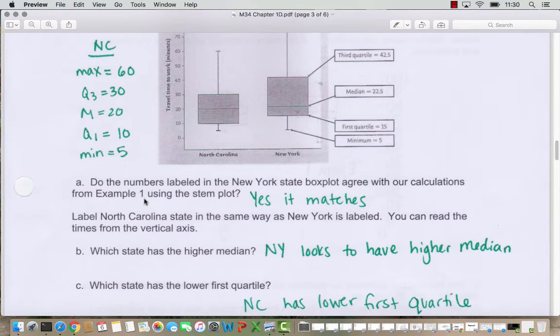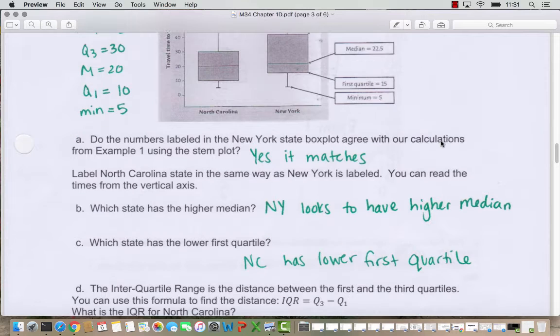We want to first think about which state has a higher median. New York looks to have the higher median here at 22.5, a little bit above the 20-minute median for North Carolina. Which state has a lower first quartile? We see here the first quartile, the bottom of the box for North Carolina, is lower at 10 minutes versus 15 minutes for New York.